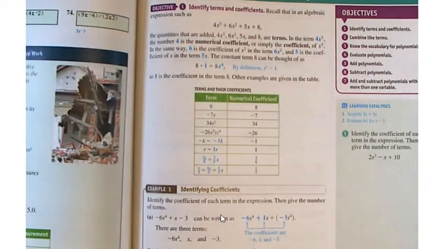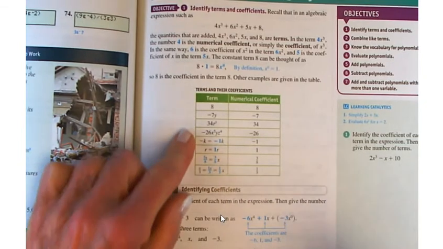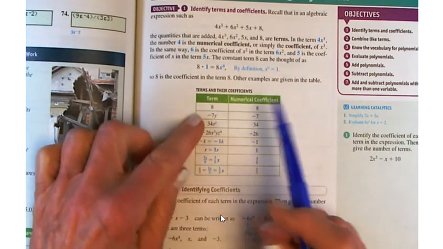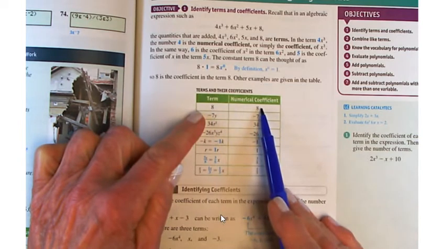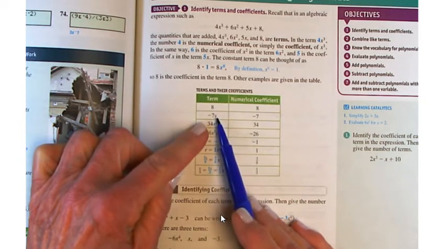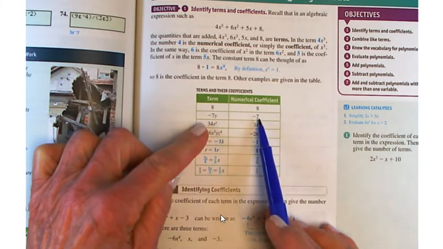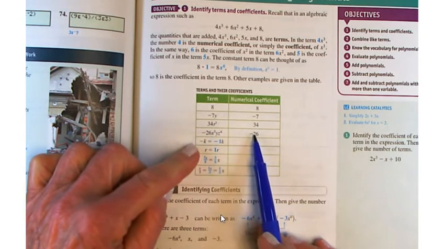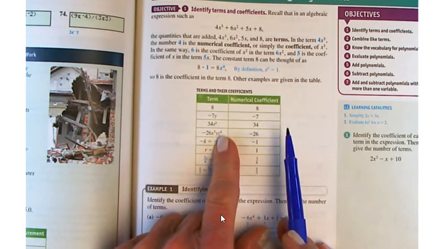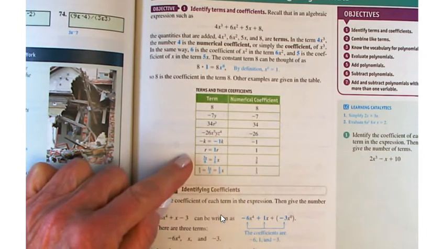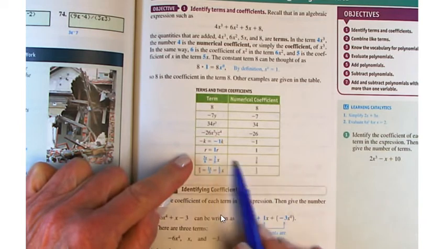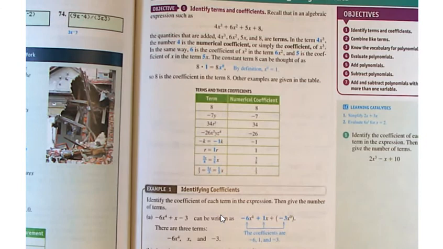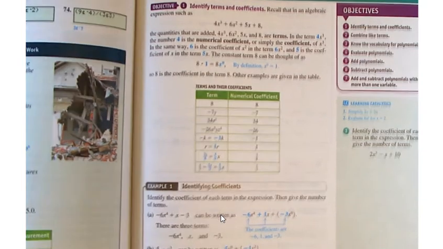So this is what I wanted you to see here, is that we have this chart, and if we have a constant term 8, the numerical coefficient is 8. If we have minus 7y, the numerical coefficient is minus 7. My coefficient is 34. My coefficient is minus 26. Now, minus k really means minus 1k, so we have minus 1, plus 1, 3/8, and 1/3. So numerical coefficient is exactly what the word says. It is a number we're looking at.